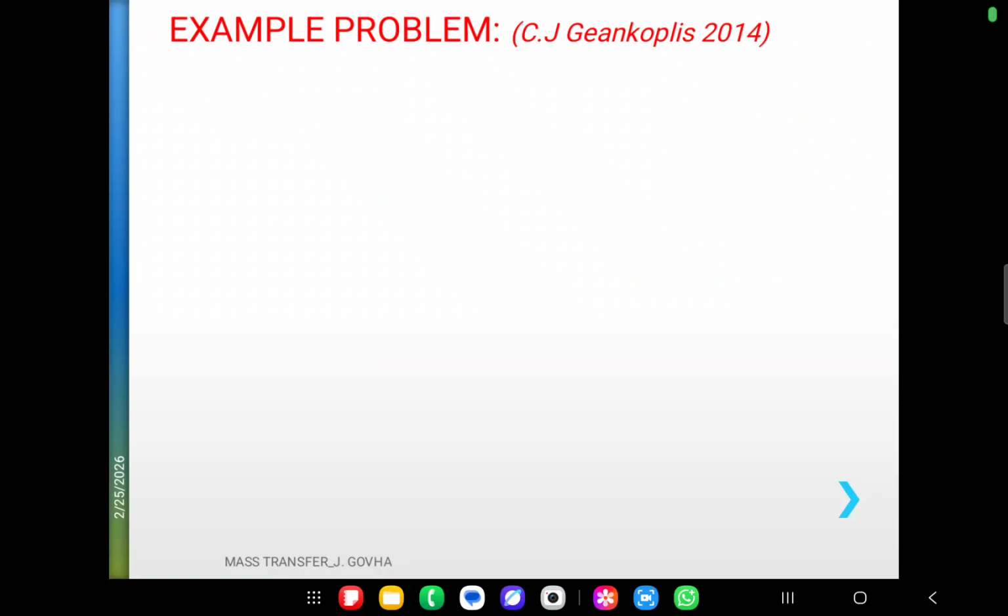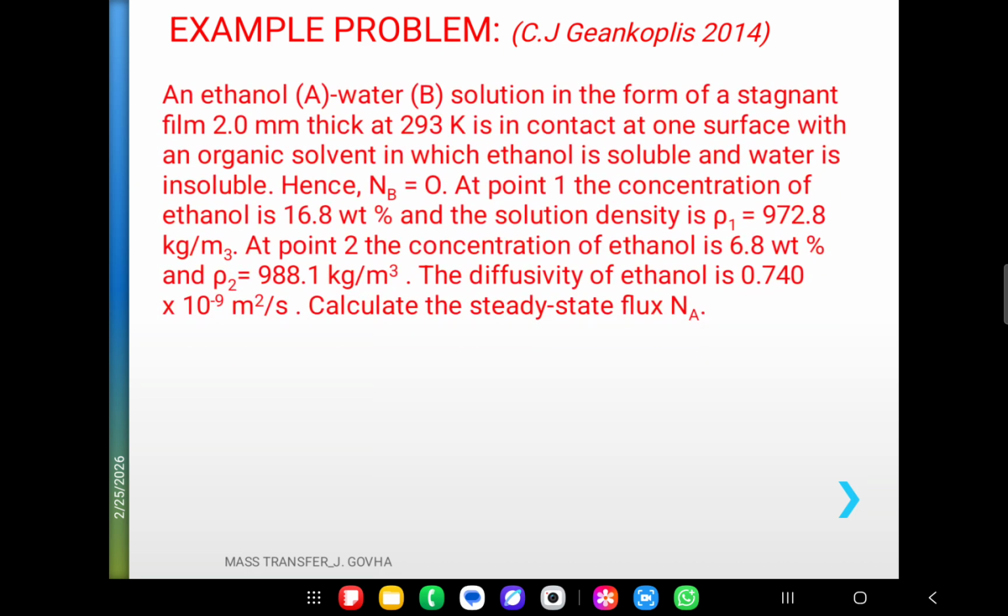So let's look at this example problem where we have an ethanol-water solution in the form of a stagnant film in contact at one surface with an organic solvent in which ethanol is soluble and water is insoluble, hence NB is equal to 0. At point 1 the concentration of ethanol is 16.88% and the solution density rho 1 is 972.8 kgs per m cubed.